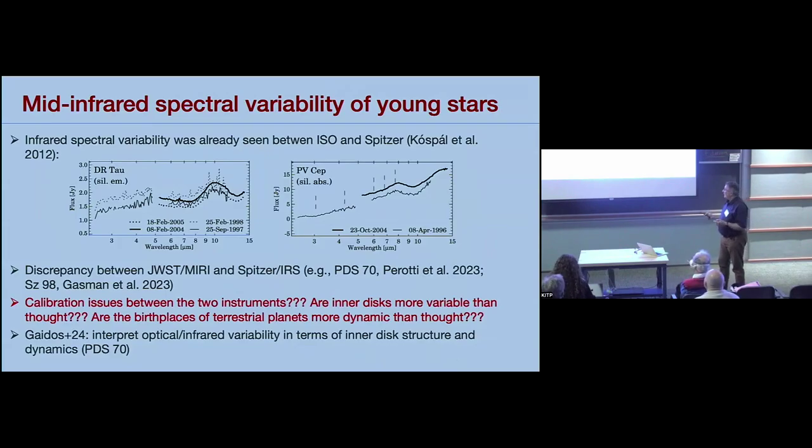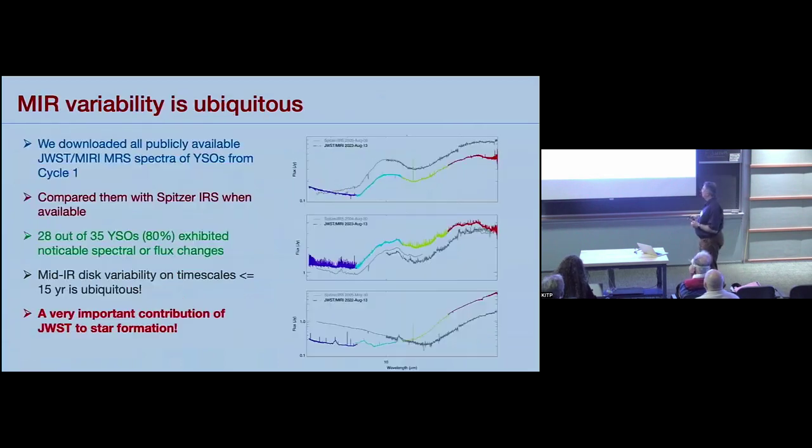But anyway, this new discrepancy between the MIRI and the Spitzer kept busy at least part of the MIRI community, thinking whether it was a calibration issue or the inner disk are more variable or more dynamic, everything. Mr. Gajdos here in the first row turned it in the opposite direction. He used these differences to interpret and learn about this structure. So I just saw that it's an interesting topic.